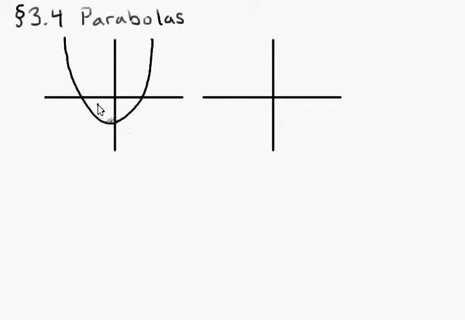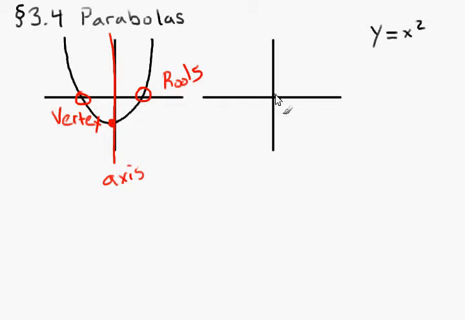They are symmetric about a line called the axis of symmetry. They have a vertex, which is a maximum or a minimum, and they have at most 2 roots. Since there is an axis of symmetry, that means that these curves are symmetric. As a quick example, if I take the equation y is equal to x squared, it'll look something like this, with this being both the root and vertex, and the line x equals 0 being the axis of symmetry.